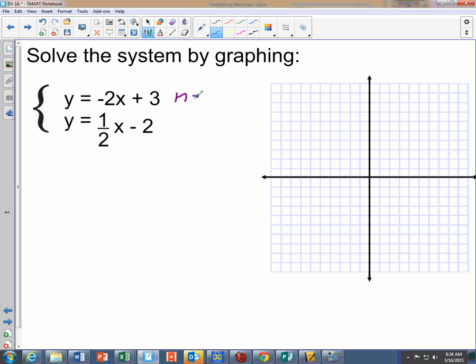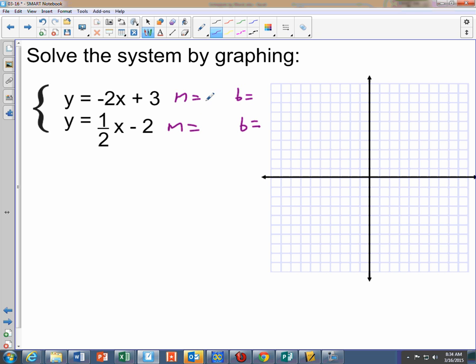M equals, whoops, I messed that up. M equals and what? B equals. And I write that down for both of them. And I want you to write yours just like this. If you didn't write it down that way, please write it down that way. I want you to go M equals B equals, M equals B equals, just like that.